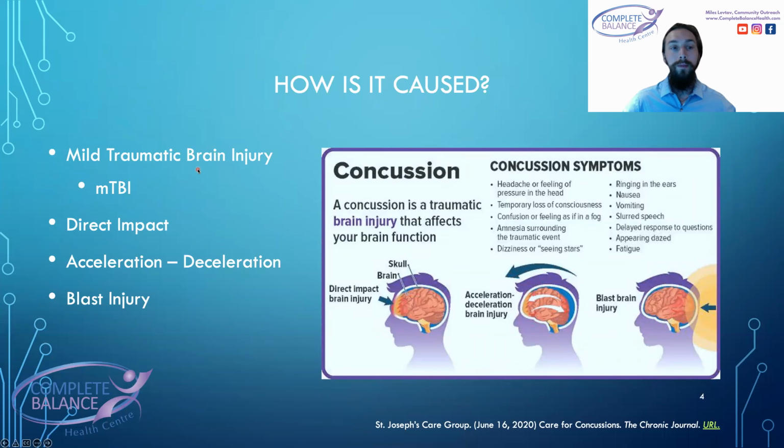So how's it caused? Well, our MTBI or concussion can be direct impact. It could be acceleration, deceleration, or blast injury, but this one may not be relevant for us. The direct impact could be with your steering wheel, with the airbag, with the side of the window, with the side of the car frame, or it could be with your head on the ground if you're a pedestrian.